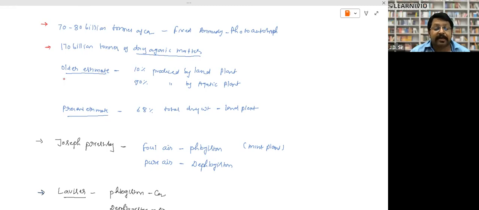According to an older estimate, this part is important, 10% is produced by land plants and 90% by aquatic plants. You will get this data in the older books. But according to the present estimate, 68% of the total dry weight is produced by land plants. You need to remember that.